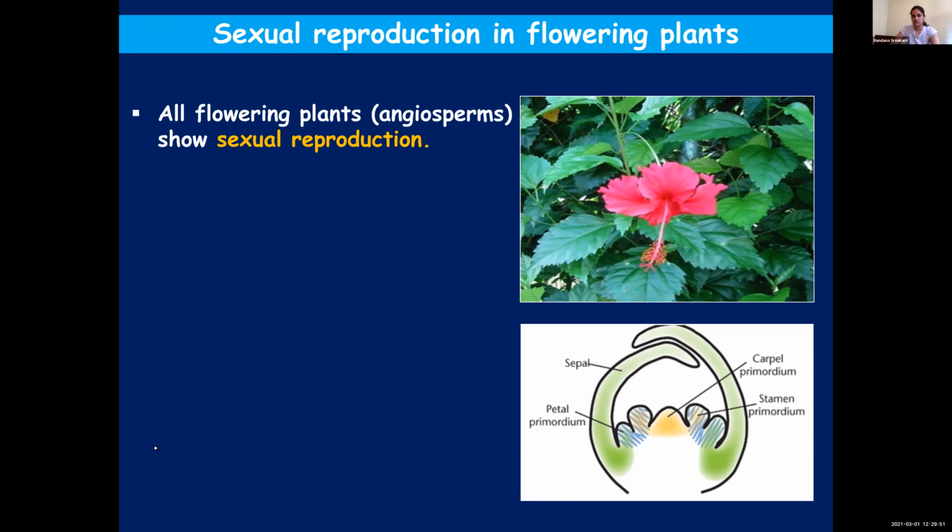In gymnosperms, the seeds are naked. They are not covered. Seeds are naked in gymnosperms. Seeds are not enclosed inside the fruit.